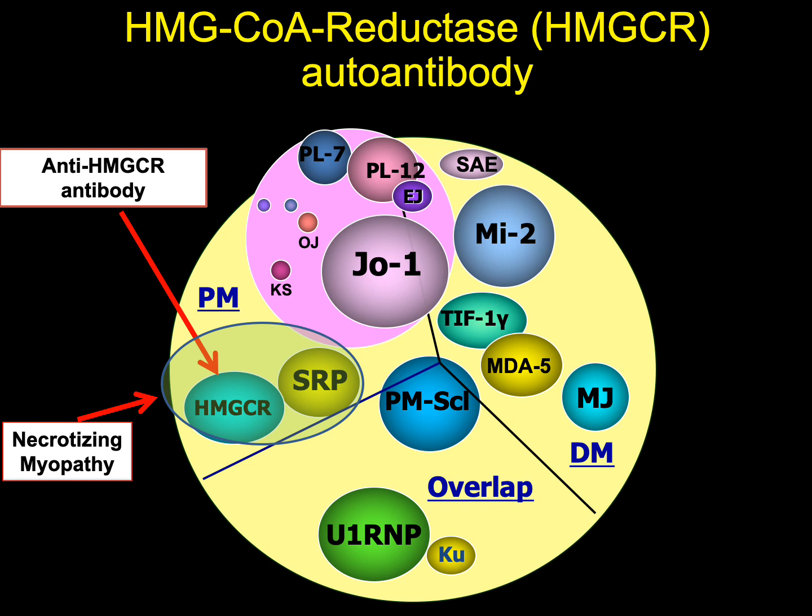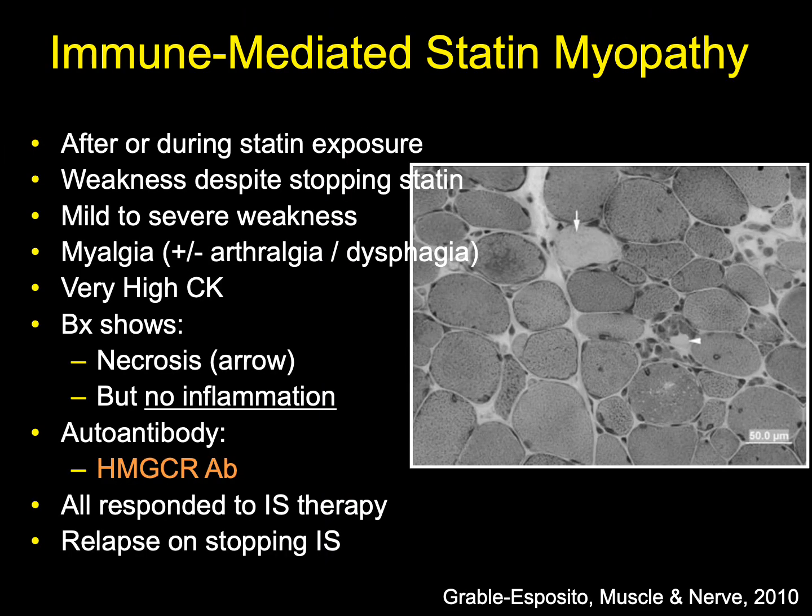Next, we will talk about an interesting autoantibody called HMGCR antibody or HMG coenzyme reductase antibody. HMG coenzyme reductase is an enzyme which is inhibited by statin, which is a common drug used for management of high cholesterol or cardiovascular disease. Typical statin drugs would be simvastatin or lovastatin and so on. This autoantibody is associated with immune-mediated statin myopathy, which is a type of necrotizing myopathy secondary to statin.